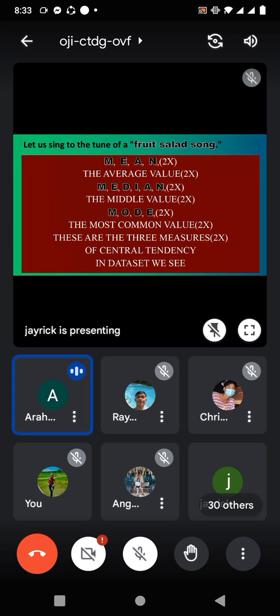Mean, the average value. Median, the middle value. Mode, the most common value. These are the three measures of central tendency in a data set we see.